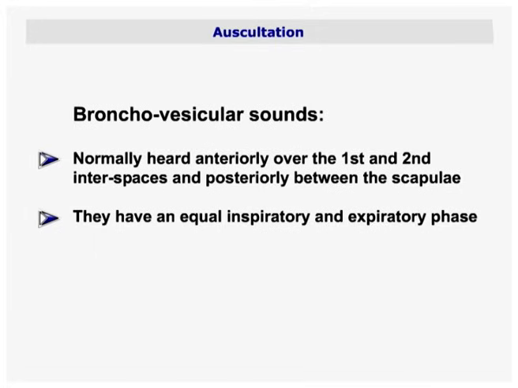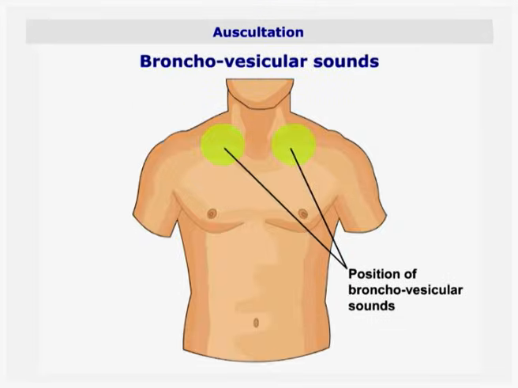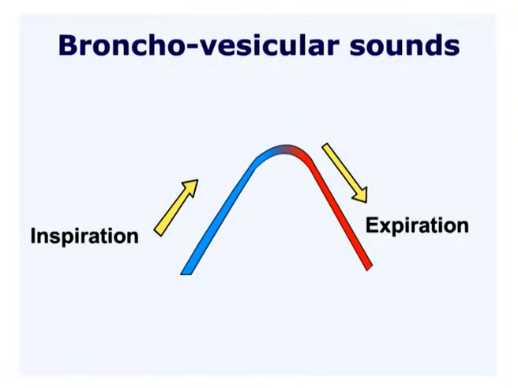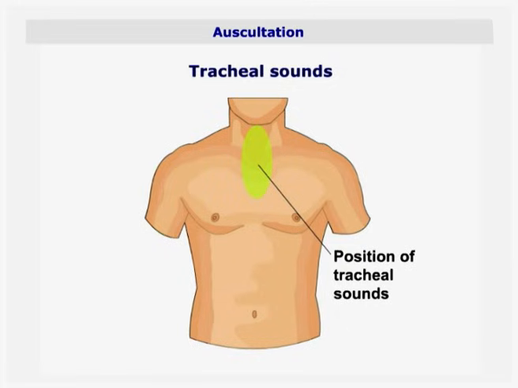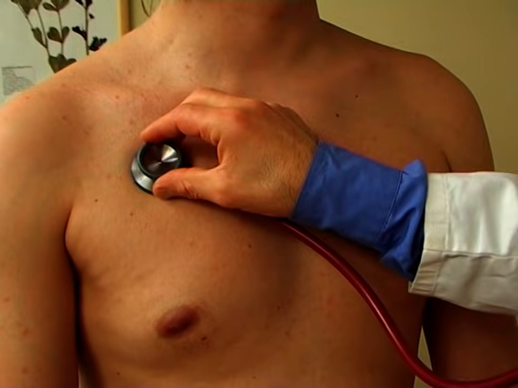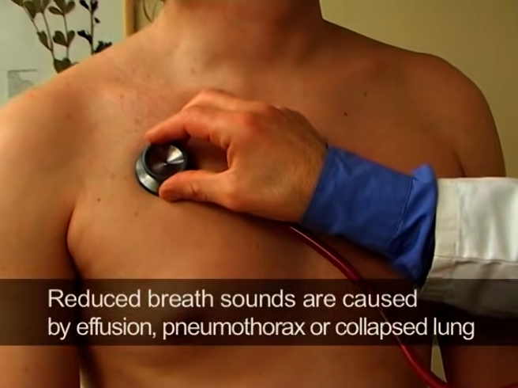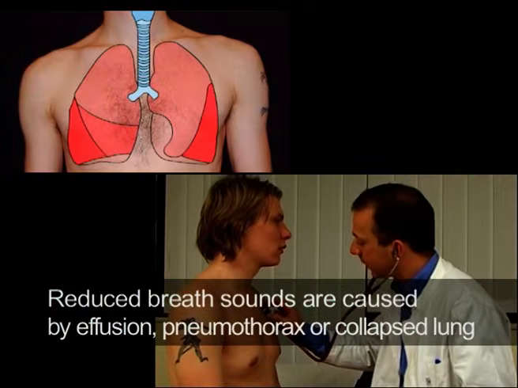Bronchovesicular sounds are normally heard anteriorly over the first and second interspaces and posteriorly between the scapulae. Bronchovesicular sounds have an equal inspiratory and expiratory phase. Tracheal sounds are loud and harsh. They are heard in the neck and over the trachea. Generally, reduced breath sounds may be due to effusion, pneumothorax, or collapsed lung.